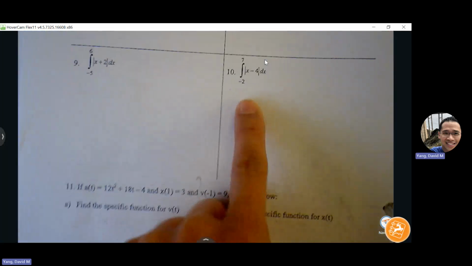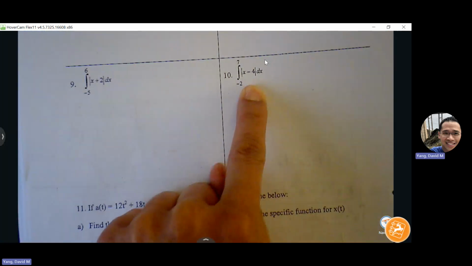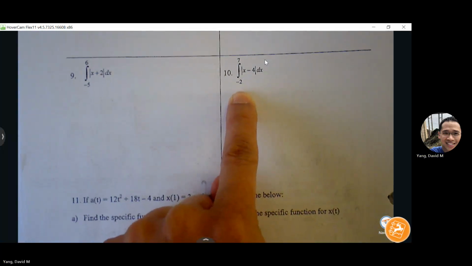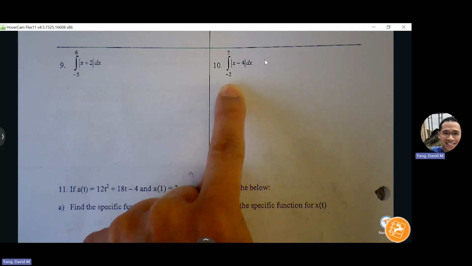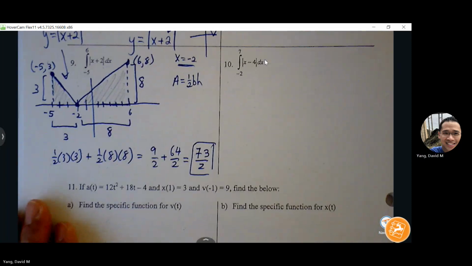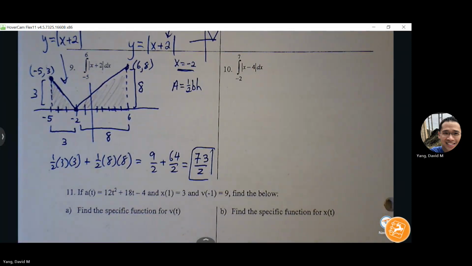Why don't we do another absolute value function? You'll see one like this. I know we did one yesterday, but we did number 9. So can we try number 10? See if you can sketch out what the triangles will look like. So we did number 9. Now let's try number 10.